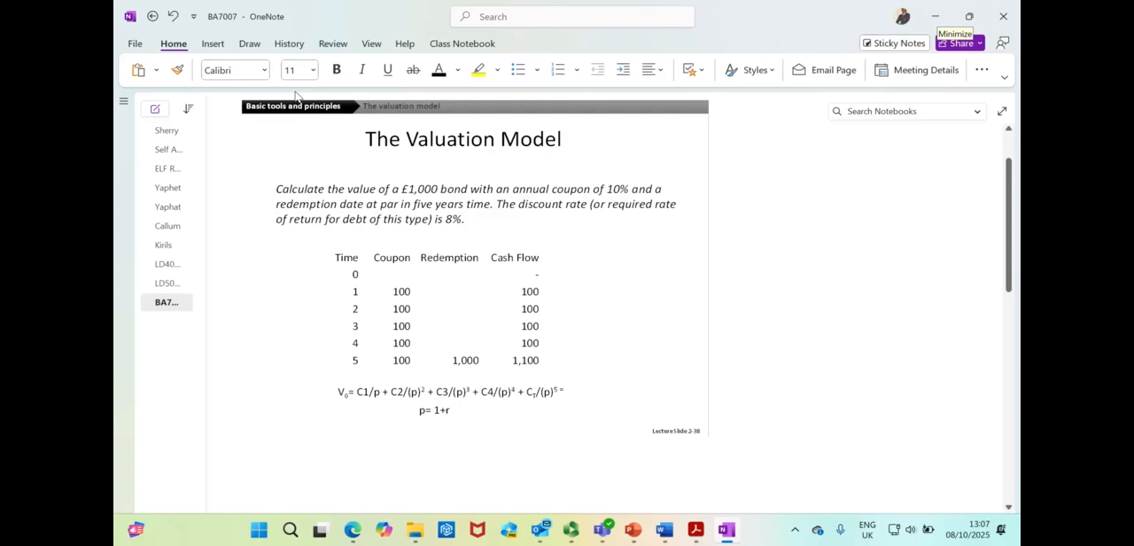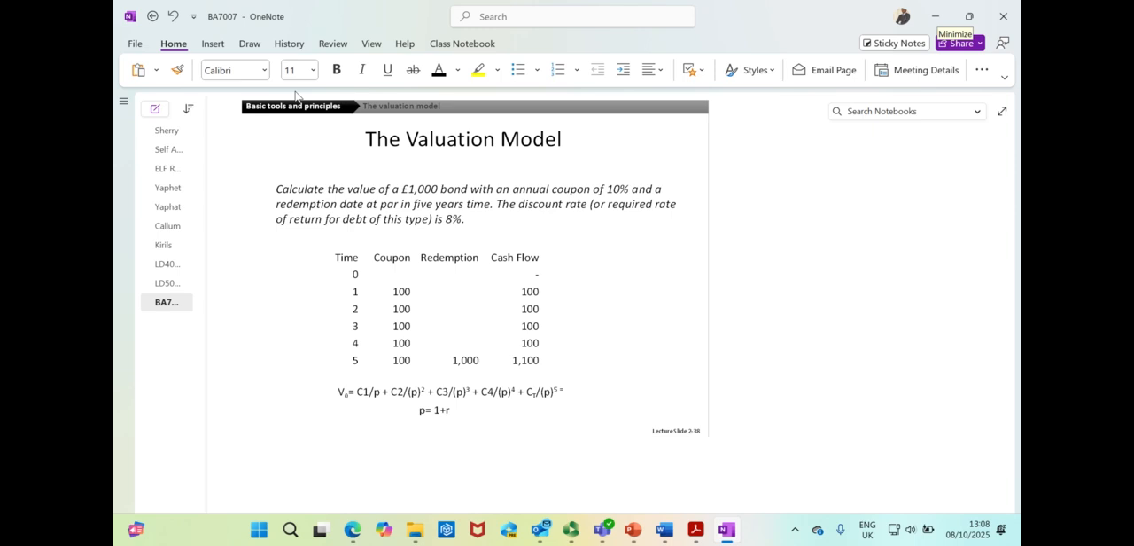Hi students, in this short video I'm going to show you one of the valuation techniques which is used in investments, and that is the calculation of present value and the net present value.